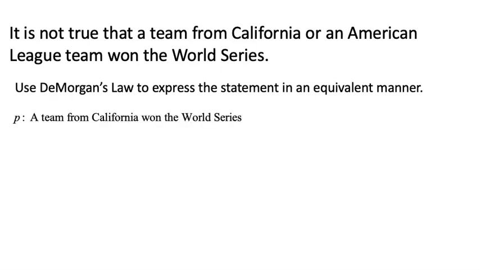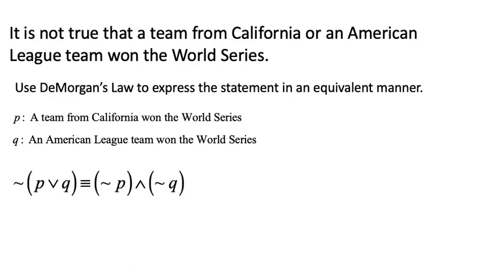P is a team from California won the World Series. Q is an American League team won the World Series. So it's not true that either a team from California or an American League team won the World Series. So it's not true California or American League. It's not true that P or Q won the World Series. Therefore, it's not P and not Q.